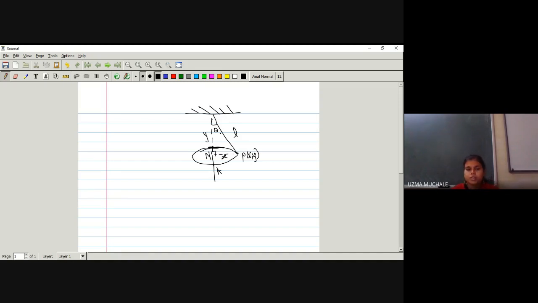So how are you going to construct a simple pendulum? Let us have an inextensible and weightless string. Actually, you will not get a weightless string, there will obviously be some weight.